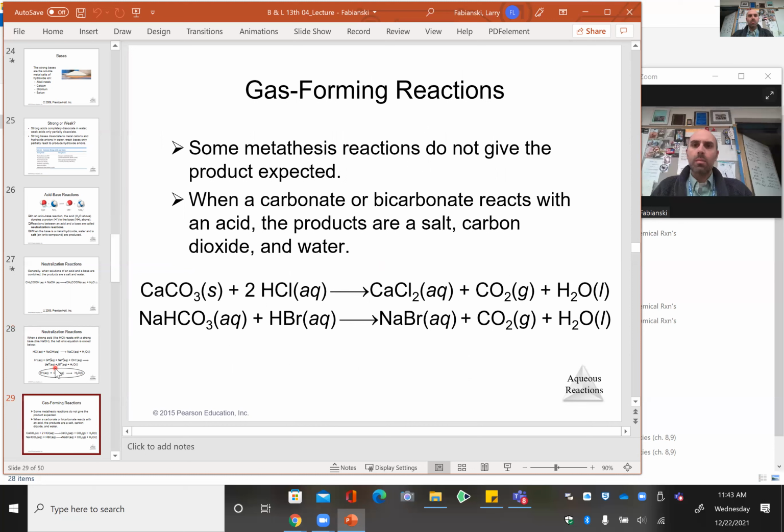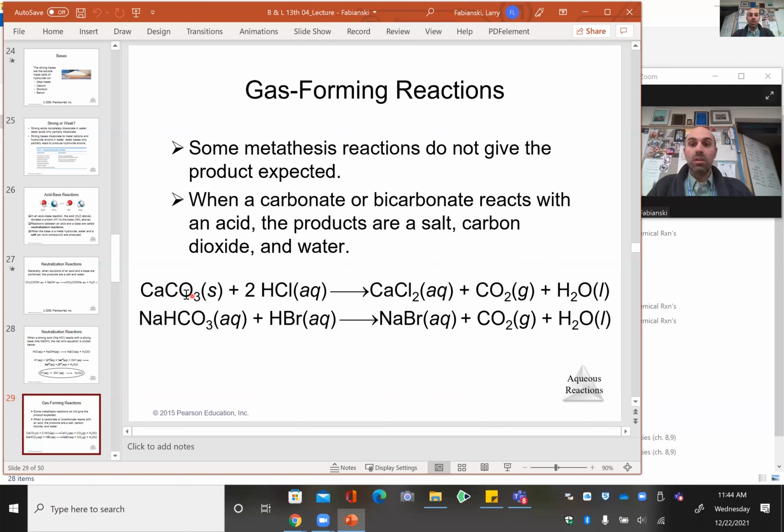Gas forming reactions. A replacement reaction, or metathesis reaction, may not give the product expected. When a carbonate or a bicarbonate reacts with an acid, it produces a salt and carbon dioxide and water. Here is our acid, followed by our conjugate base over here, the water. And here is our calcium carbonate. Here's our calcium chloride aqueous and our CO2, which could then receive, so that would be our conjugate base, conjugate acid, conjugate base, base, conjugate acid. And don't take me to the bank on that one.